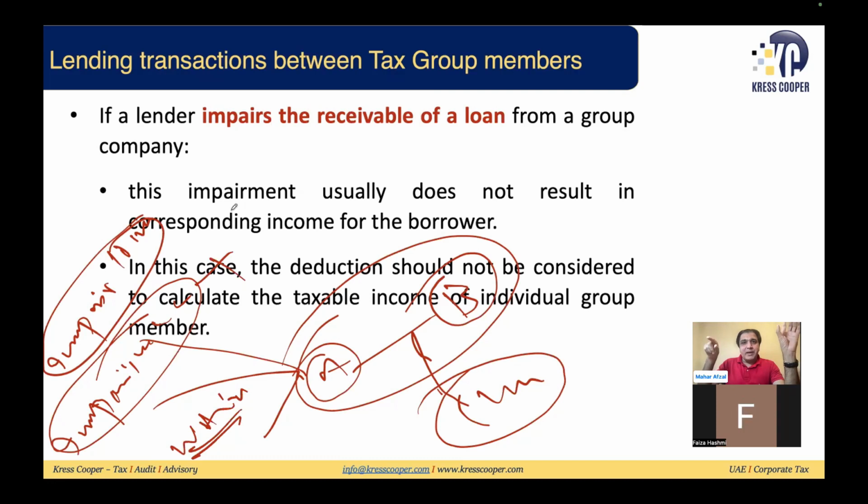Once it will not have an impact on B, it will not require any adjustment. The same has been given here. The impairment usually doesn't result in corresponding income for the borrower. In this case, the deduction should not be considered to calculate the taxable income of the individual group member.